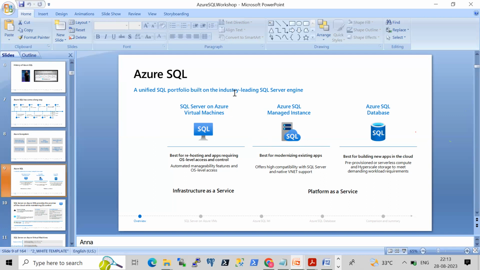Unlike when I work with VMs, where I have to install SQL Server, I have to take care of patching, I have to take care of Windows patching, not just SQL patching. There are so many things, right? I have to take care of my backups, everything. So here, that is not the case.